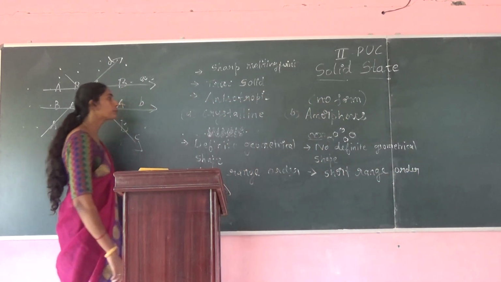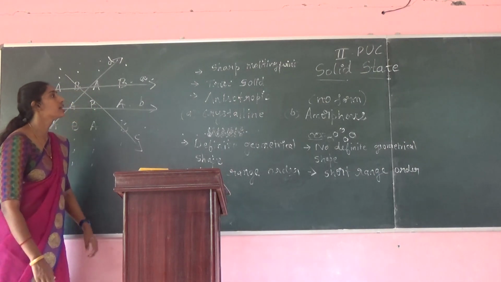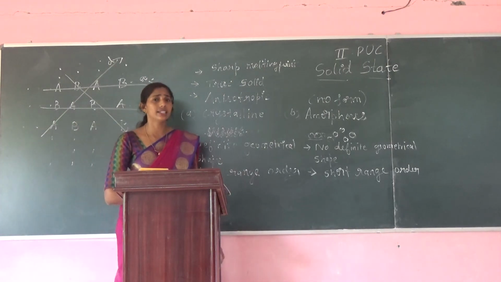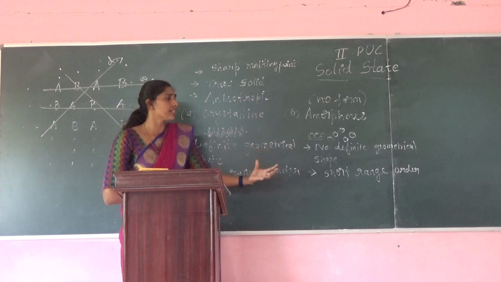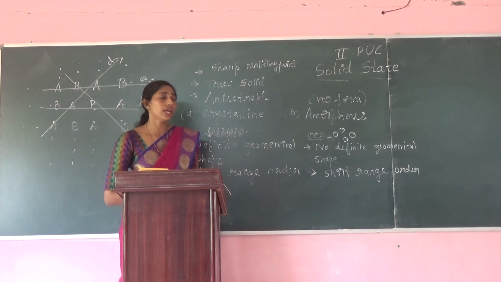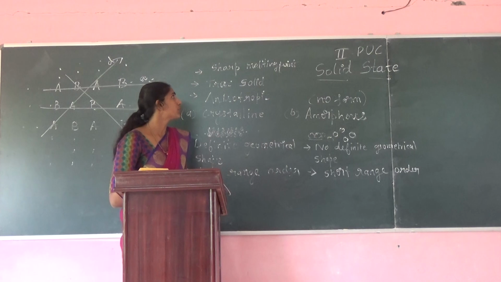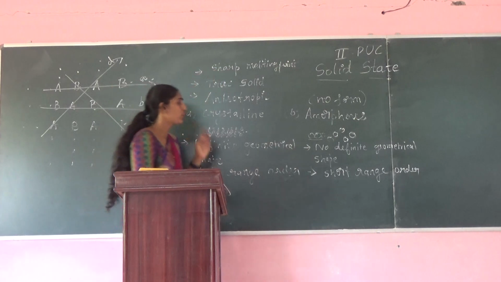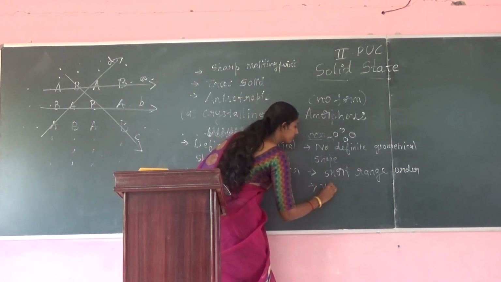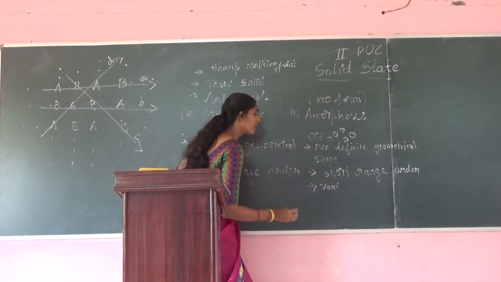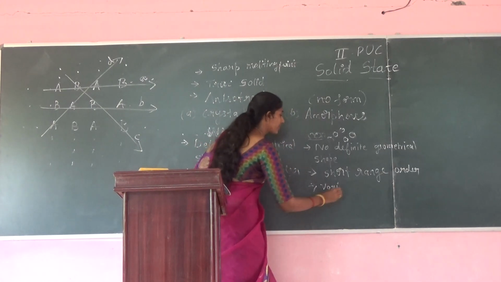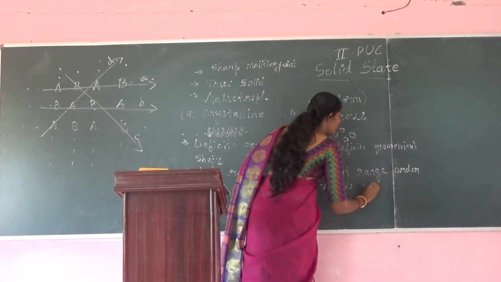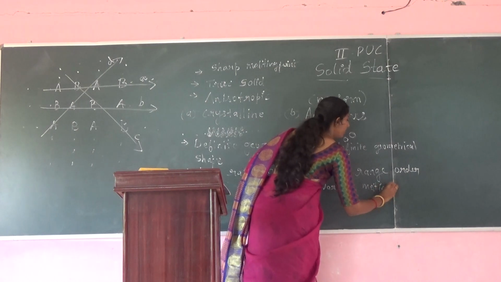Okay? And these amorphous solids usually have a variable melting point. Variable in the sense it doesn't have a sharp melting point. It melts at variable temperature. It melts over a wide range of temperature. So we can say that it doesn't have a sharp melting point, it has a variable melting point.